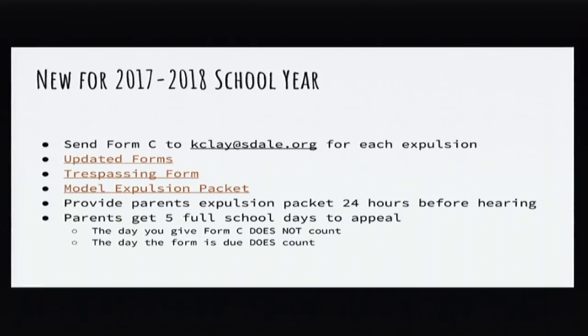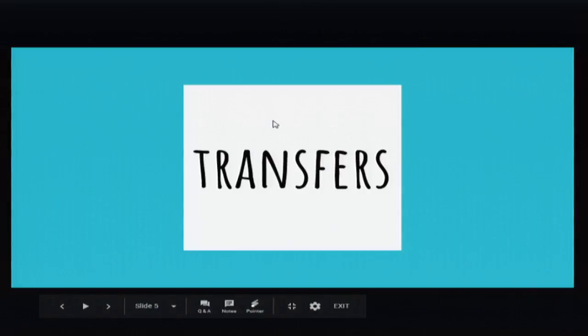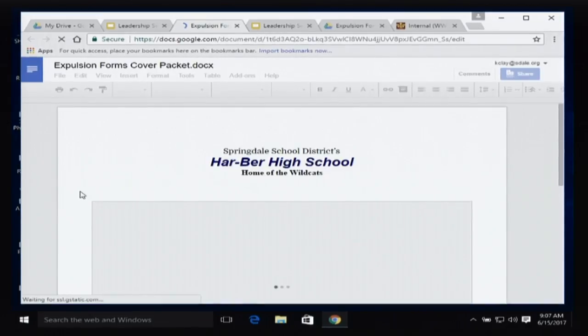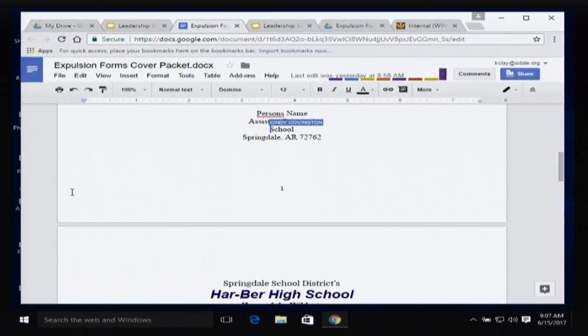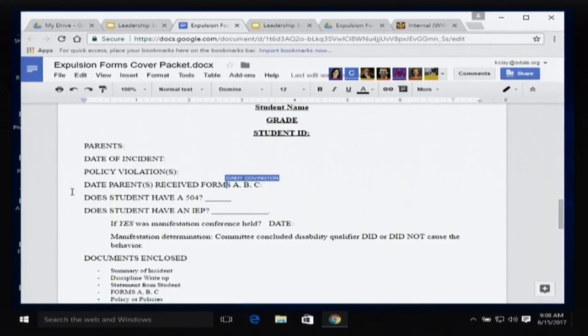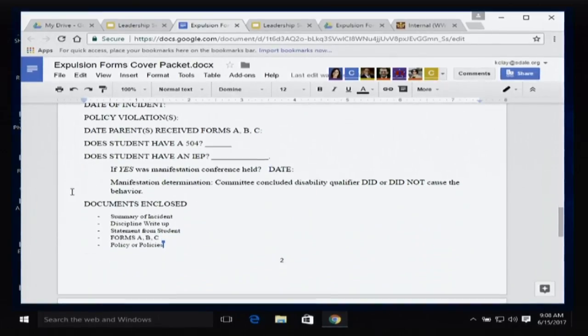And then finally on this slide, a model expulsion packet. This starts out with a demographic page that I really like. So you'll see it says, what happened, parents' names, they have a 504, IEP, manifestation, what was the result, when was it held. So this just will give our appeal panel right off the bat the basics on the student. And then the documents enclosed is basically what is provided anyway, but I get questions on what do we need to bring. If you will look at this template, fill out the demographic page, and then attach those documents, you'll have everything you need when you come to the expulsion appeal.